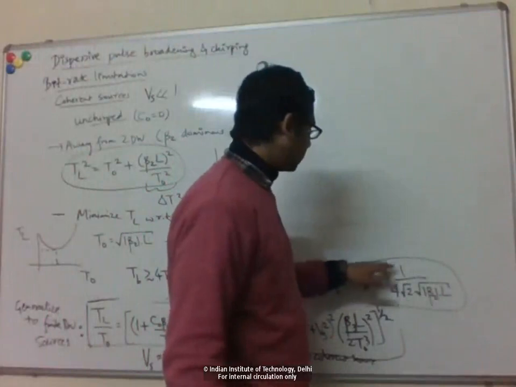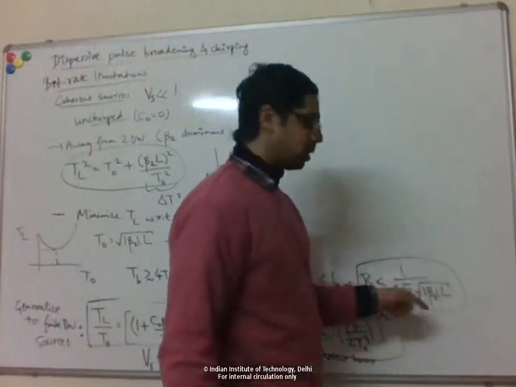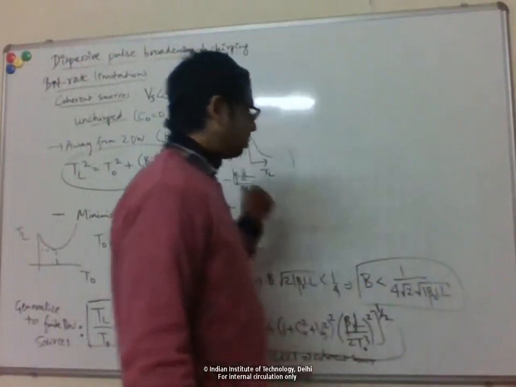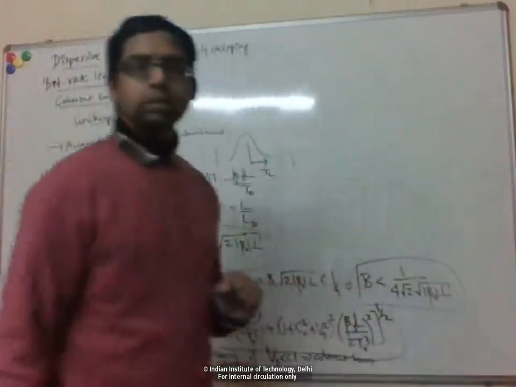Recall this is different from the incoherent case where this was linear, right? We had B less than some 1 over beta 2 L delta omega, right? So it was linear with L, but now here you can see that for coherent sources it's square root of L.